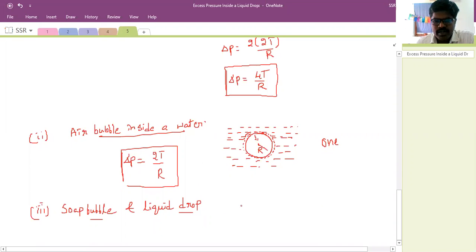In the case of a soap bubble, very clear, delta P is equal to 4T by R. And here delta P is equal to 2T by R. Okay. That means you can take a soap bubble outside and a bubble inside water, whatever. In that case, suppose the surface tension is the same. Then inside the water it is only 2T by R, outside it is 4T by R. So a soap bubble has more excess pressure compared to a liquid drop or a bubble inside water. So that is the point you have to understand.